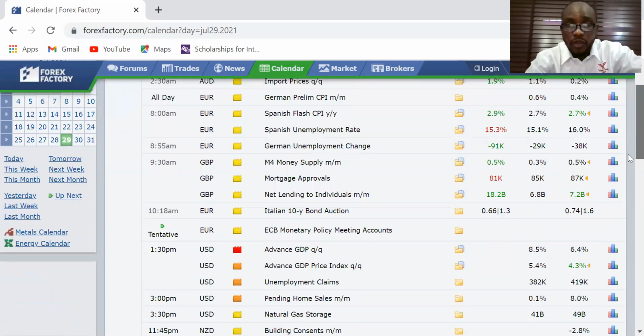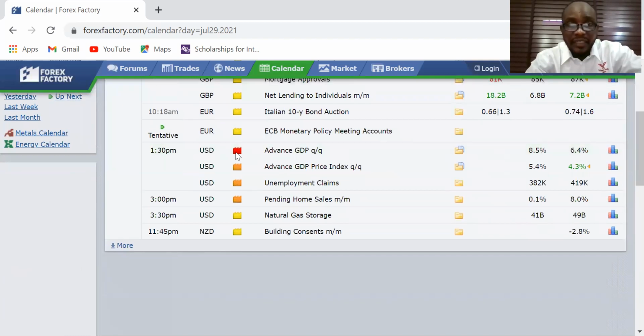The second color you are seeing there is red. This is high impact news. While this orange color is called medium impact news. Now, if it is yellow, it means it might not really have a strong movement. The market might not really move.